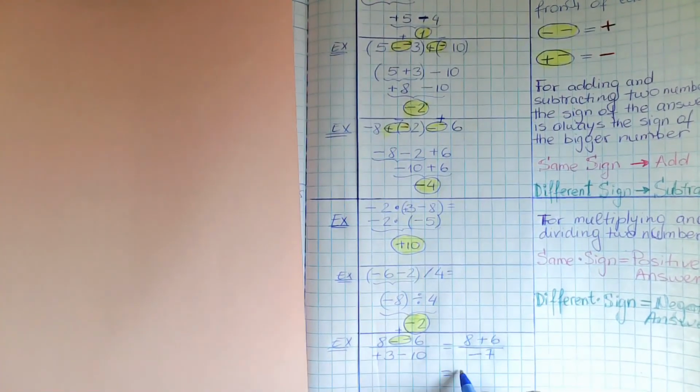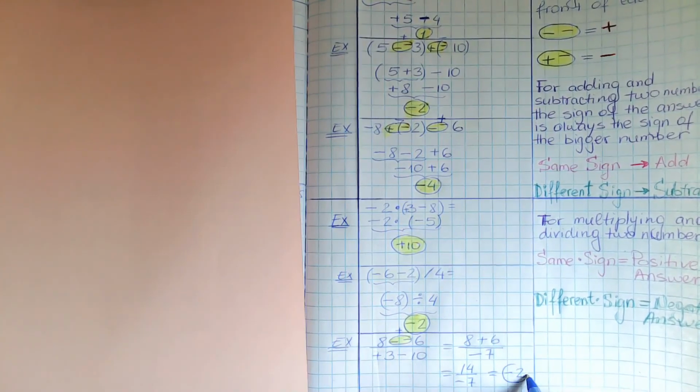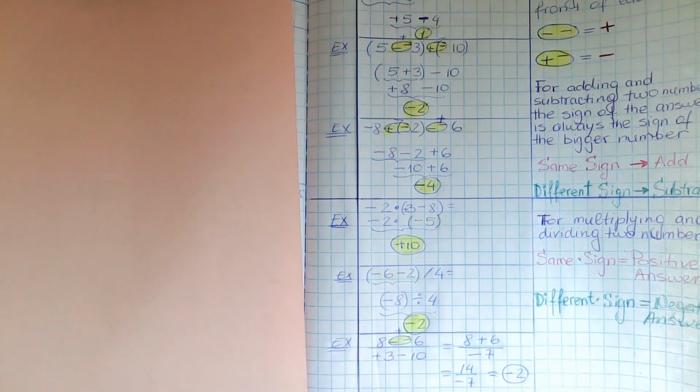Then add on the numerator, now it's just 14 divided by negative 7. Fraction means division, so our answer will be negative 2. When we divide, different signs, 14 is positive, 7 is negative, different signs in division, negative answer.